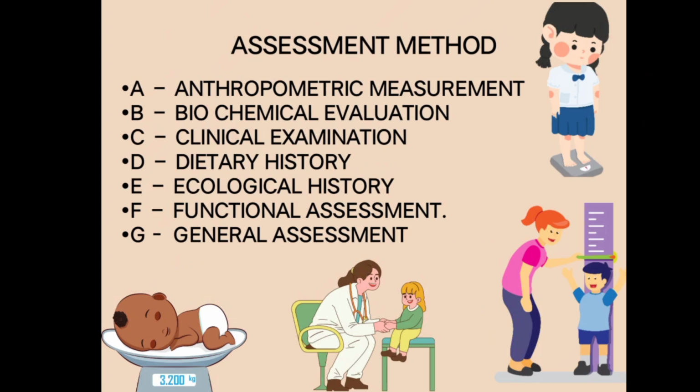That is, A is for anthropometric measurement, B for biochemical examination, C for clinical examination, D for dietary history, E for ecological history, F for functional assessment, and G for general assessment. So this is in simple terms how we have to assess the nutrition status in a child. Anthropometric measurement means you are going to check their height, weight, everything. We will see one by one in detail.